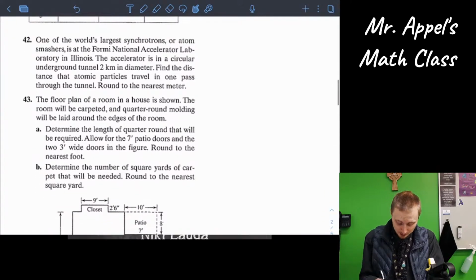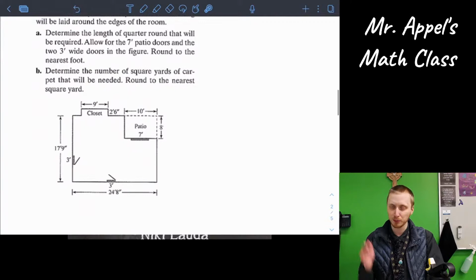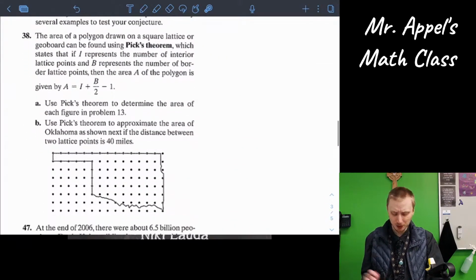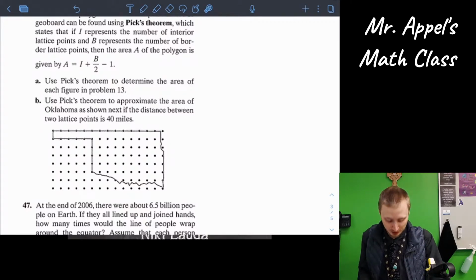What else we got? We got atom smashers. We've got another carpeting the floor in your house. This is just great practical practice there. Level 2 introduces a funky new thing. I've not heard of this one before, Pick's theorem, which is a fun way to easily estimate area of something, especially when you can throw some grids on it and you got these irregularities. It's a quick way without literally counting all of the squares.